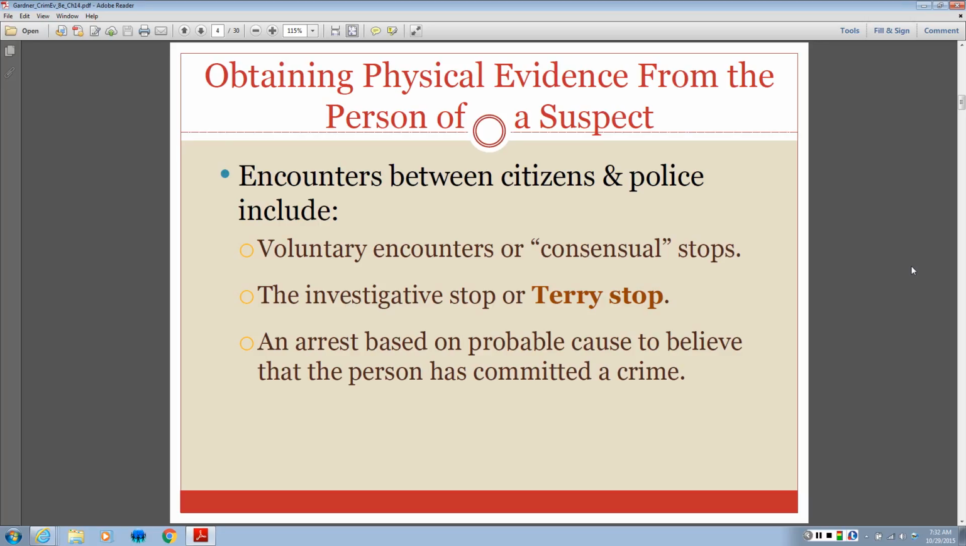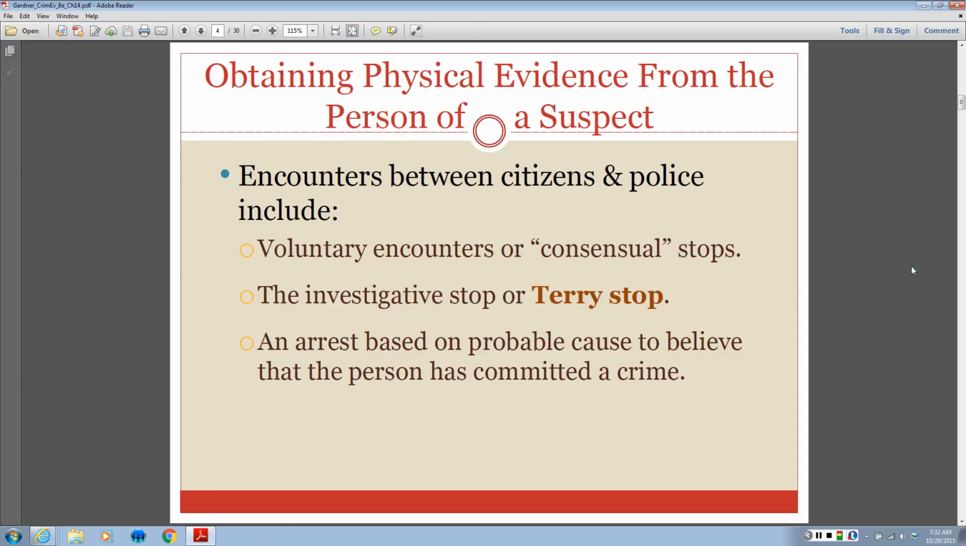Now, understand that police can have a consensual encounter with a citizen. That means that the police stop you, you're walking down the street, and the police officer says, hey, can I talk to you for a minute? And you say, yeah, and you have a conversation. That's a consensual encounter. That's not based on anything that he believes you have done. That's not based on any level of proof that he has. It's just a consensual encounter.